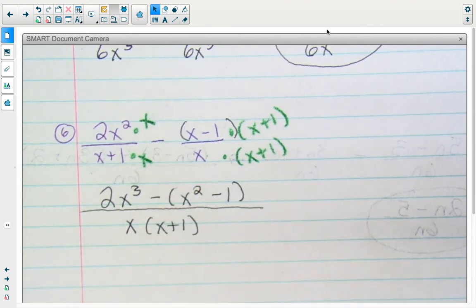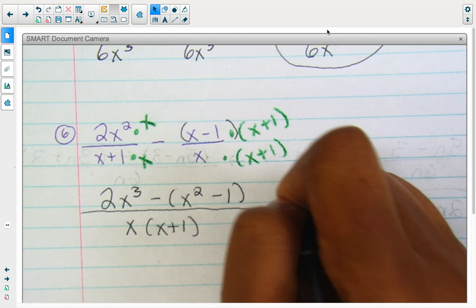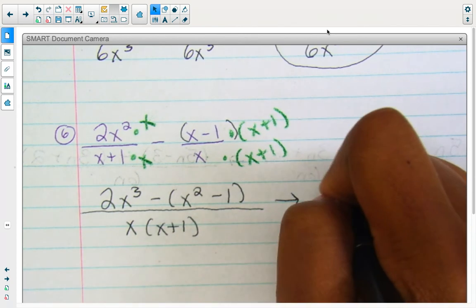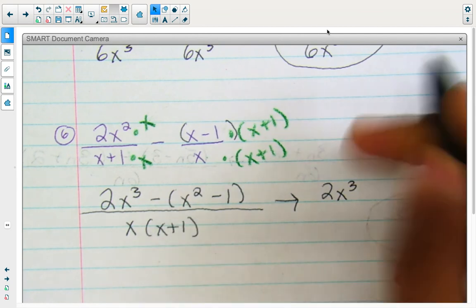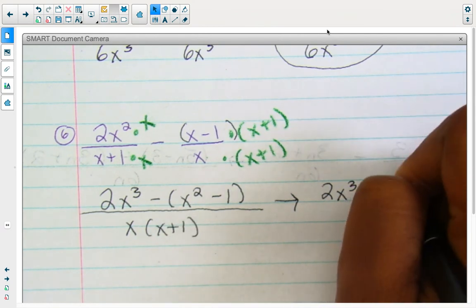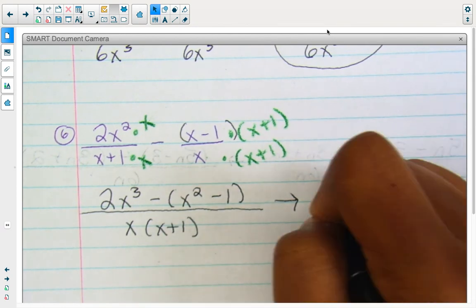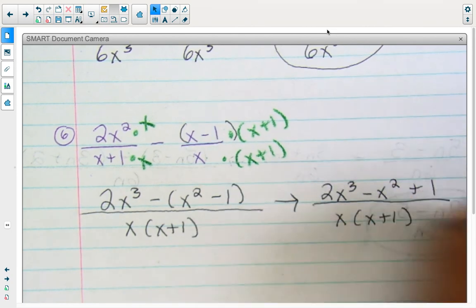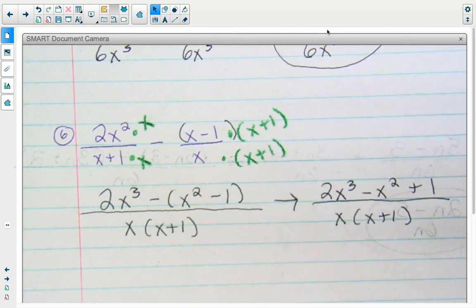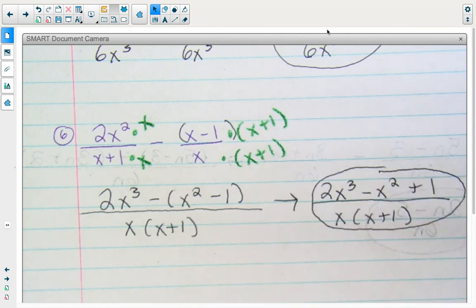All right. Now combine like terms, any like terms that we have. I don't have any like terms on the top. So I'm going to bring over the x to the third. This negative gets distributed, so be careful that negative gets distributed. A negative times a negative is a positive. All over x times x plus 1. If I could factor it and break it down some more, I would, but I cannot. So we'll leave our answer just like that.